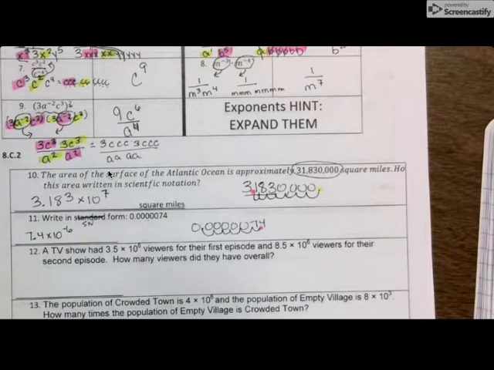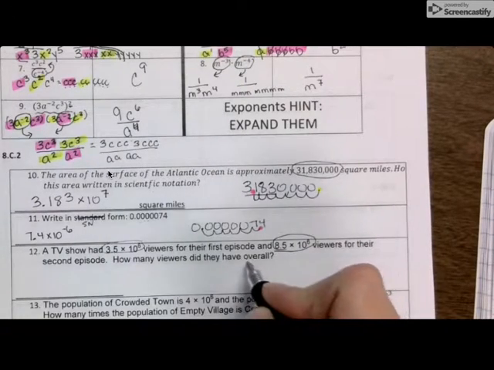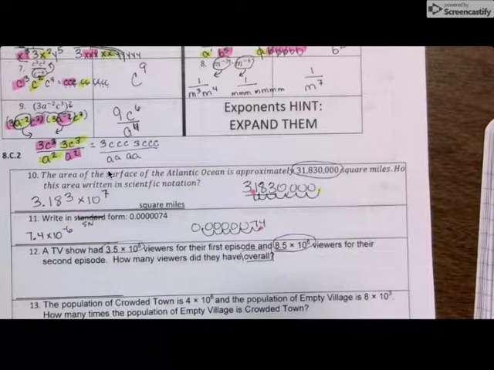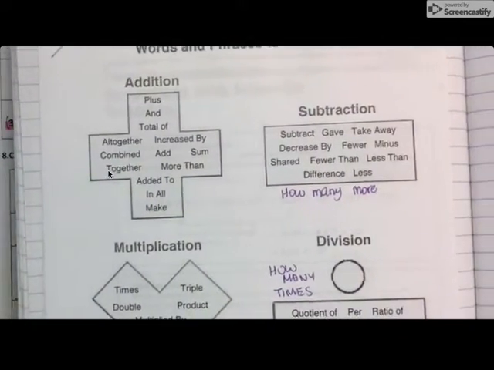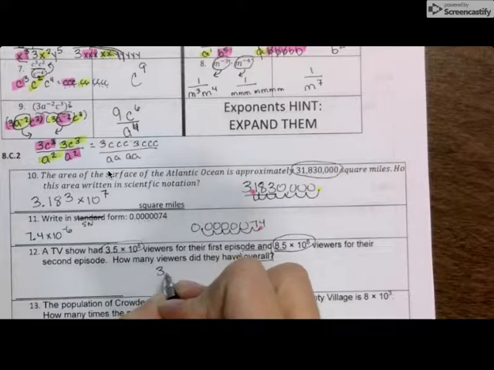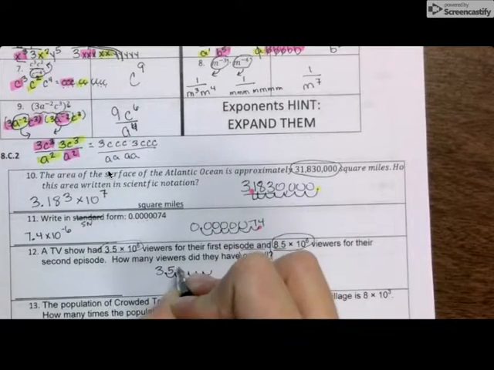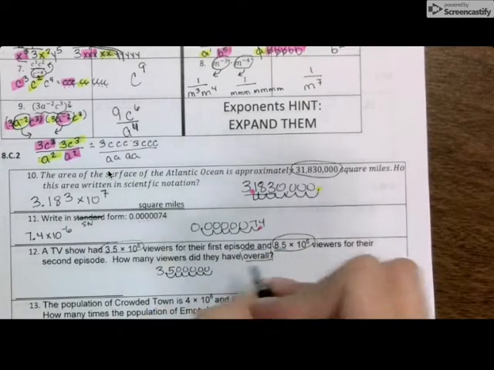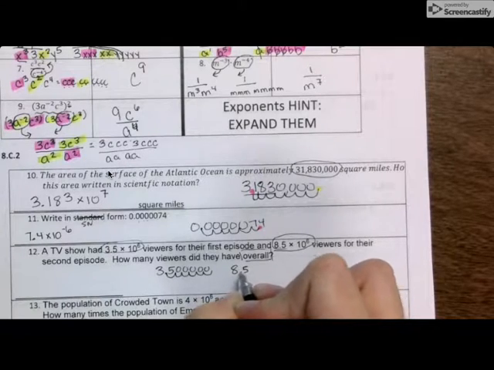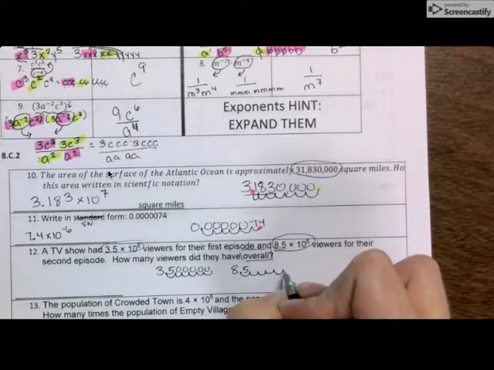Now, a TV show had this many viewers for their first episode and this many viewers for their second episode. How many viewers did they have overall? So overall just means all together. And if you look in your paper, that paper that we did in class, all together or in all is in the addition. So first, I'm going to change this to a standard number. So 1, 2, 3, 4, 5, 6. And then I have 8.5, 1, 2, 3, 4, 5, 6.